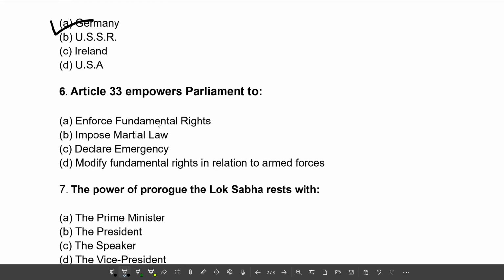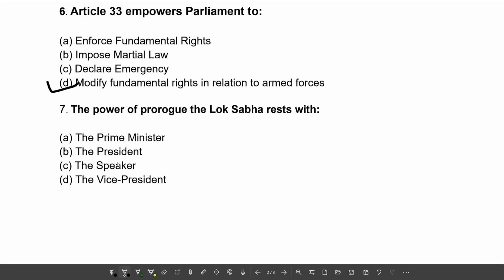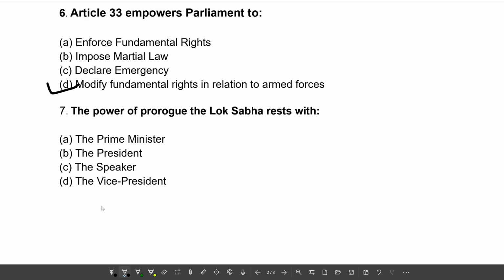Next question. Article 33 empowers Parliament to option A, enforce fundamental rights; option B, impose martial law; option C, declare emergency; option D, modify fundamental rights in relation to armed forces. So the correct option will be option D, modify fundamental rights in relation to armed forces.